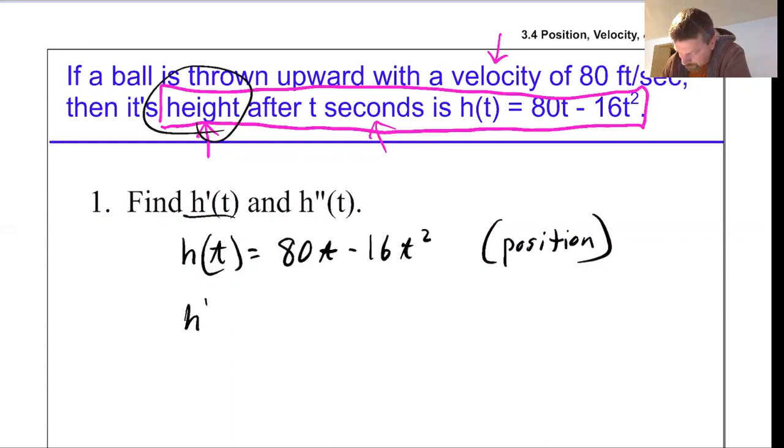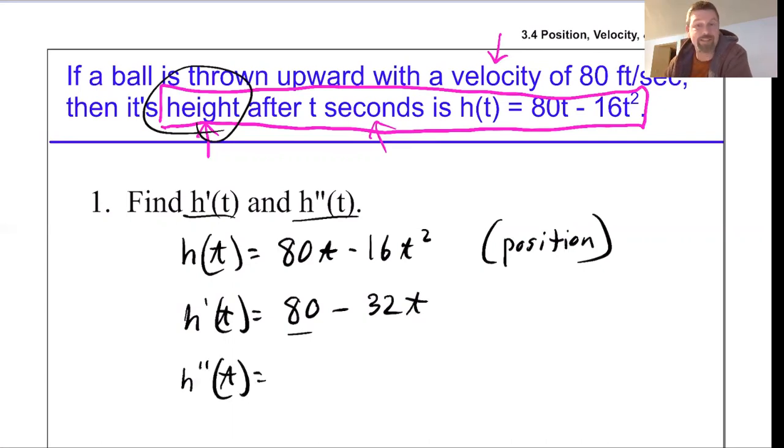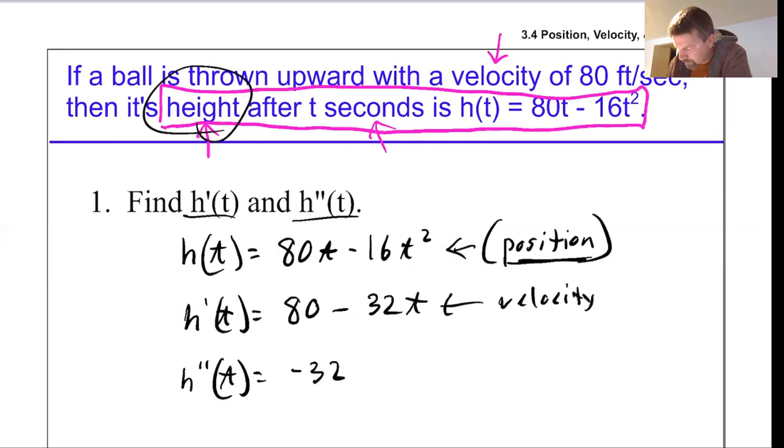Well, that should be easy at this point. Derivative of 80t would just be 80. Minus derivative of 16t squared, that'll be 32t. And I'm asked to find h double prime. Well, derivative of 80 is 0, right? Derivative of a constant is 0, so that's gone. Derivative of negative 32t is just negative 32. Again, if h was a position function, then this one would measure velocity, and this one would measure acceleration.